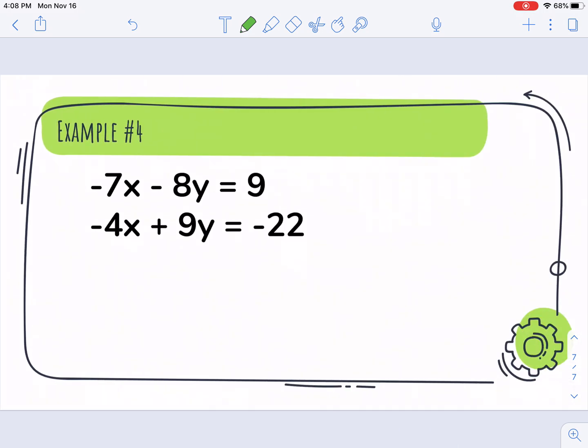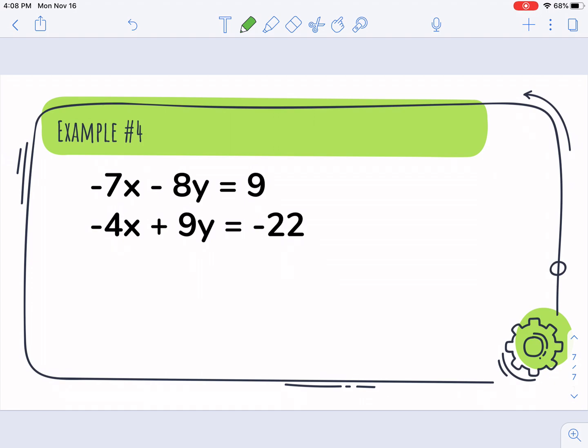The last one we're going to look at, I have negative 7x minus 8y equals 9 and negative 4x plus 9y equals negative 22. I don't see how I can easily make the negative 4 into a 7 or the negative 8 into a 9, so I'm going to need to multiply both equations. To figure out what you need to multiply both equations by, we need to see what they're factors of. So you can do this multiple ways. Negative 4 and negative 7, I know they both go into 28. Negative 8 and 9, I know they both go into 72. It's kind of whatever you want to do.